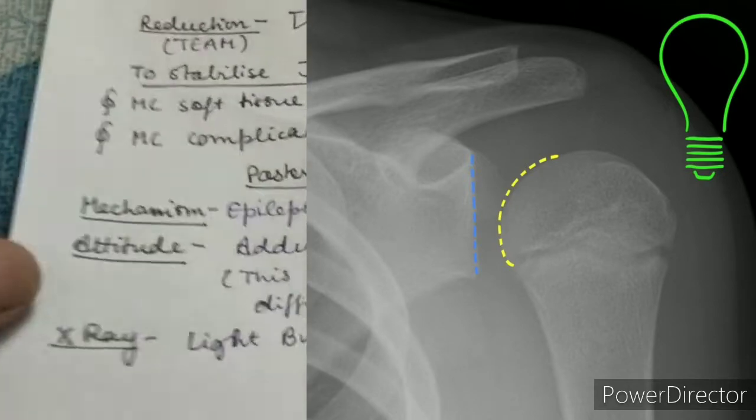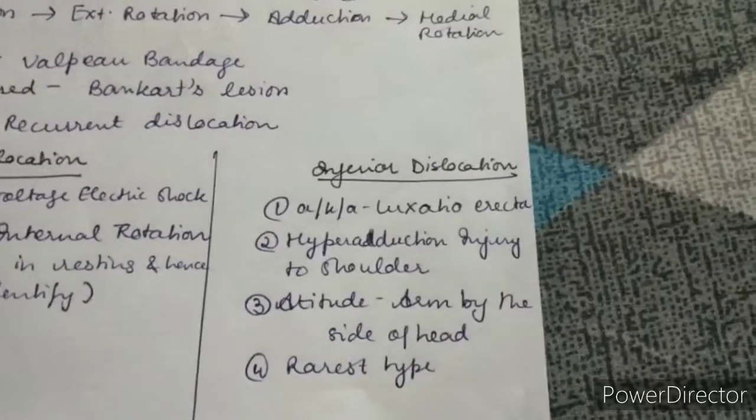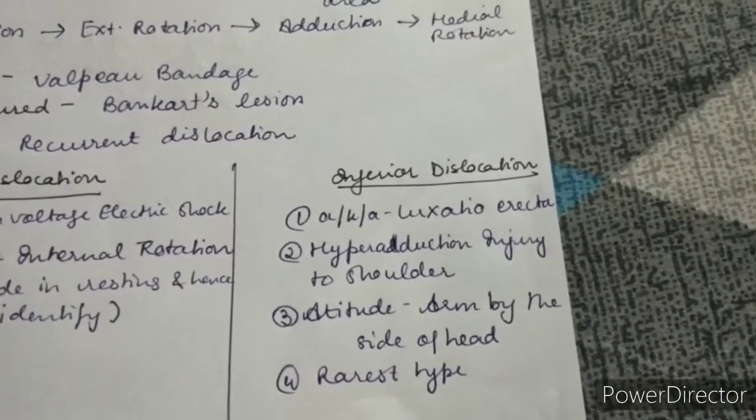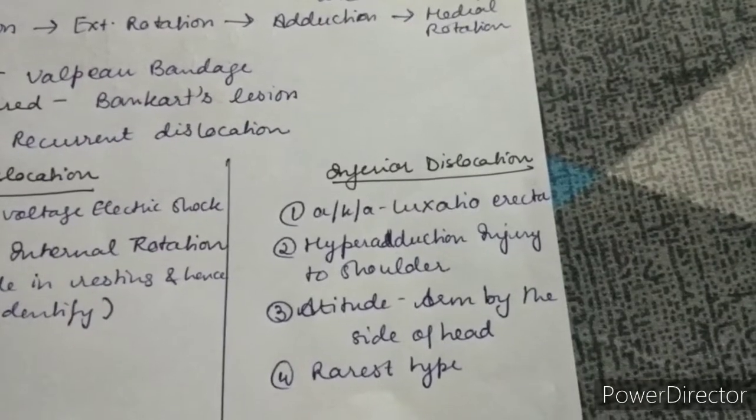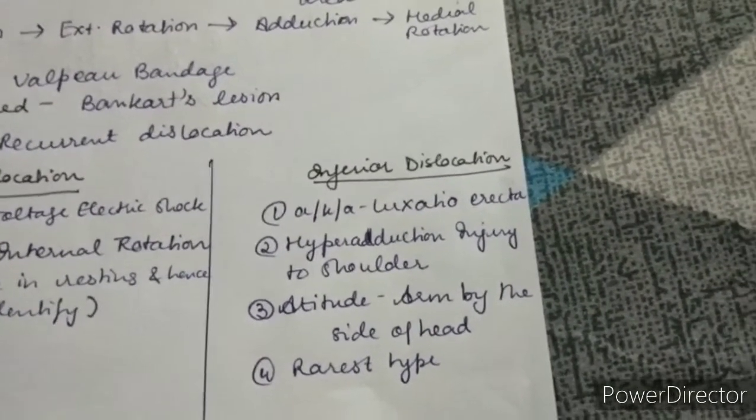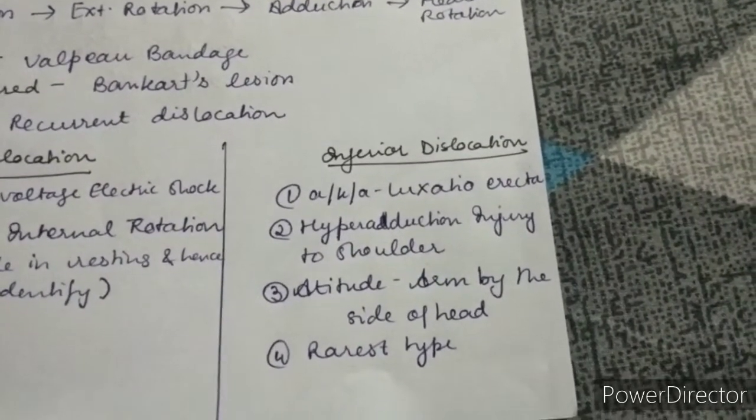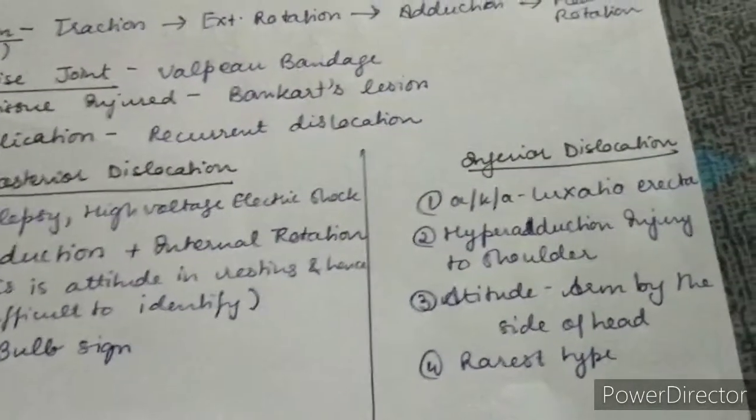Then the inferior dislocation, which is still less common, is also known as luxatio erecta. There is a hyperabduction injury to the shoulder, like throwing a ball in a cricket match. Then the attitude is arm by the side of the head, and it is the rarest type of shoulder dislocation.